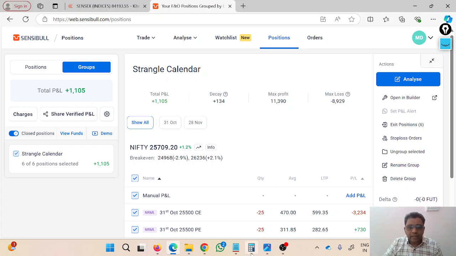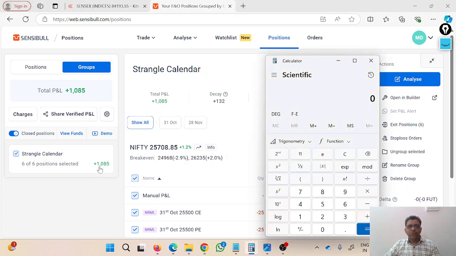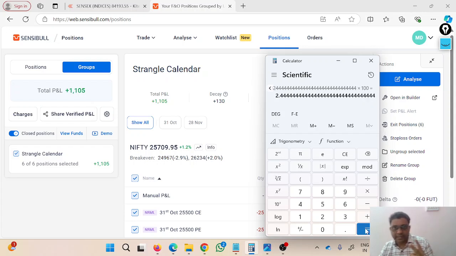And if you see, my current MTM is close to 1100. The capital deployed for one lot of calendar spread is not more than 45,000. So even if you consider 45,000, 1100 divided by 45,000 multiplied by 100 is close to 2.44%. 2.44% in how many days? Today is the 20th of September. I deployed on the 2nd of September. So in 19 days, I got 2.44%.